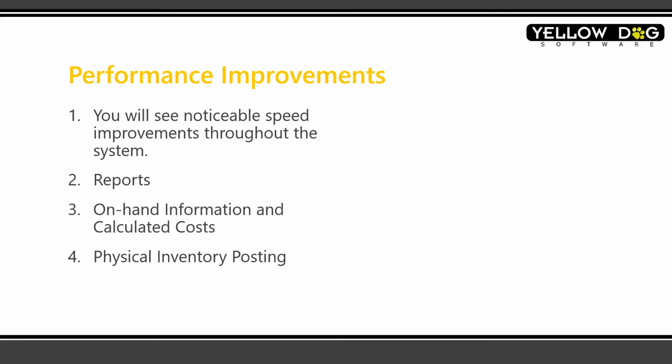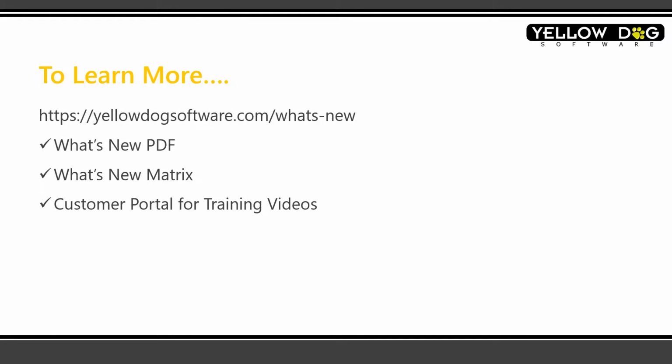And as always, we've done a number of performance improvements. You'll see noticeable speed improvements throughout the system, particularly in reports, on-hand information and calculating cost, as well as in the physical inventory process. To learn more about this version, please visit the What's New webpage.